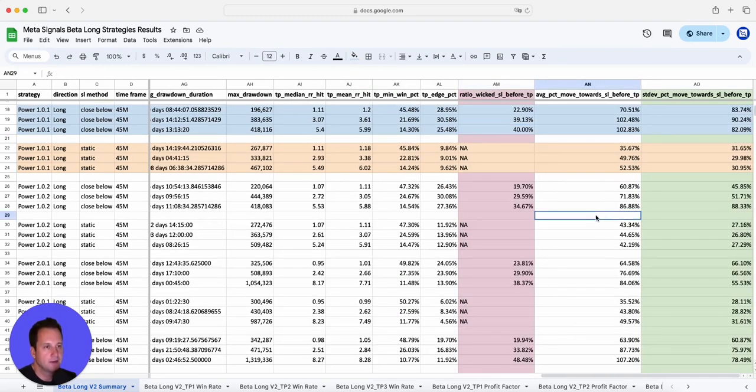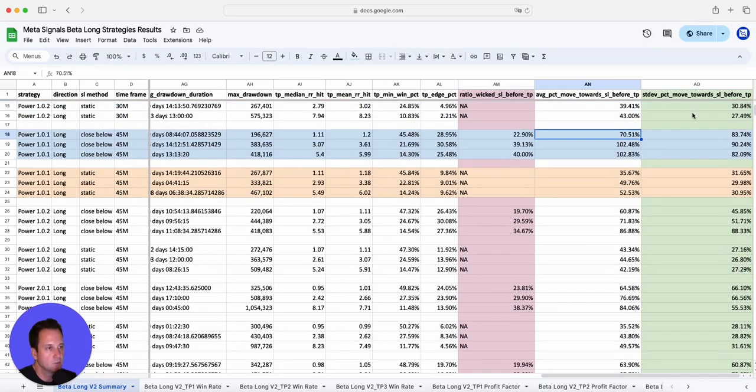Some other metrics that we added here after releasing version 2, which a lot of people had requested. We have the ratio wicked stop loss before take profit. So TP1, TP2, TP3. On TP3, 40% of the alerts actually touch the stop loss before going on to hit TP3. The average percentage move towards stop loss and standard deviation move towards stop loss before take profit.